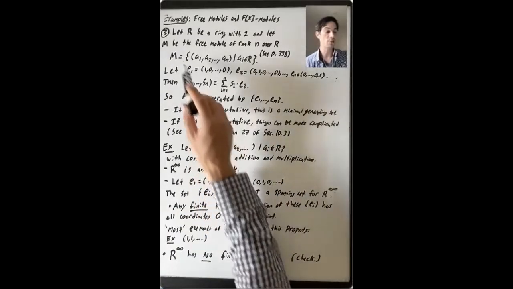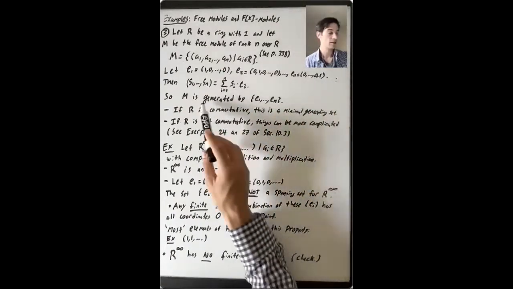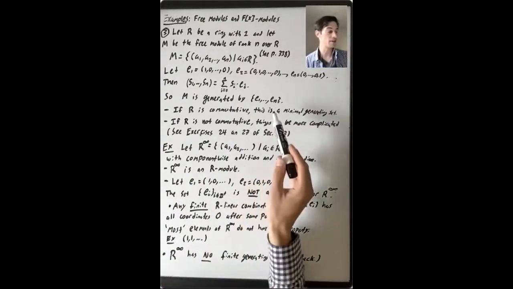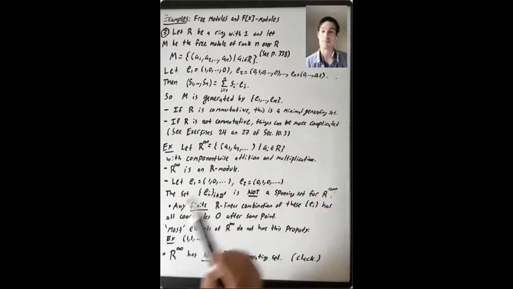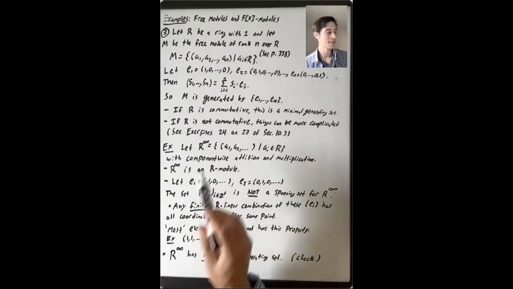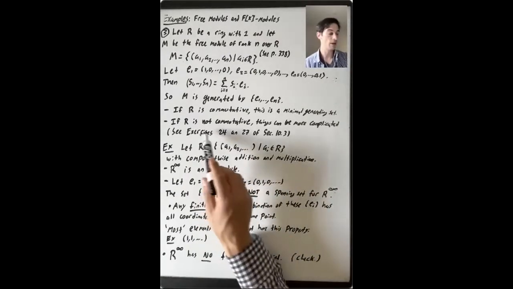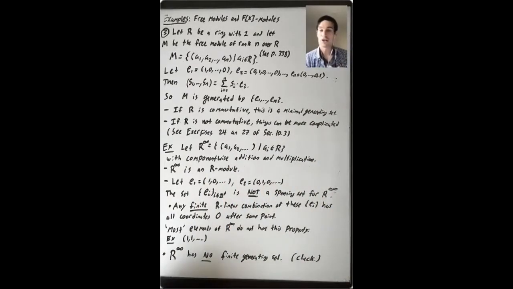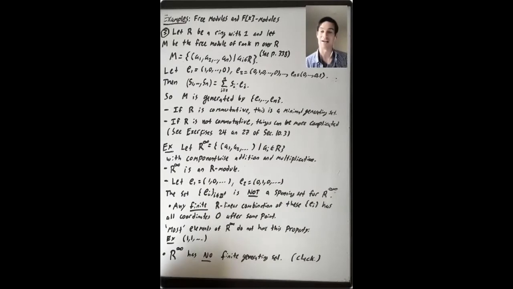So what are we seeing? We can write anything in M as an R-linear combination of these n elements. So M is generated by this set, e1 up through en. In the case that R is commutative, this is a minimal generating set. There's no generating set of size n minus 1 or smaller. There's something to prove there, but hopefully you believe it. And if R is not commutative, things can be a lot more complicated. So I don't want to talk about this in lecture, but I'll point you to two exercises, 24 and 27 of section 10.3, that show how this setup can be a lot more complicated when your ring is not commutative.